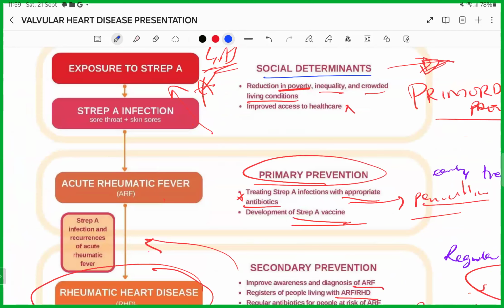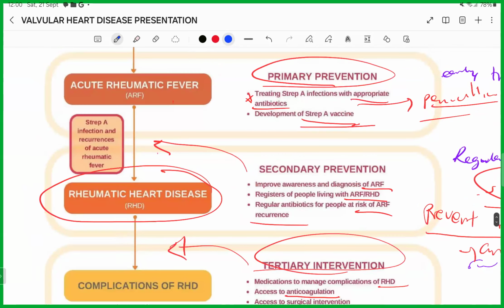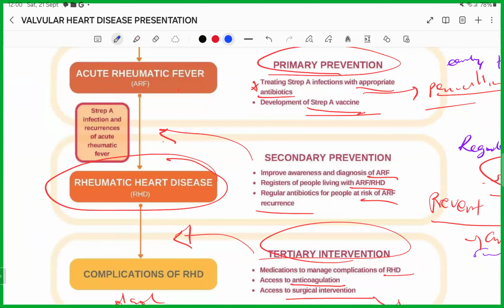So what do you do? You should diagnose and treat rheumatic, group A streptococcal pharyngitis early. So you treat using penicillin. And then secondary prevention is now, this is someone who's developed rheumatic heart disease. So what do you do? You treat them and you ensure that they don't get it again by giving prophylaxis.